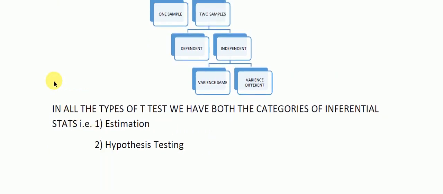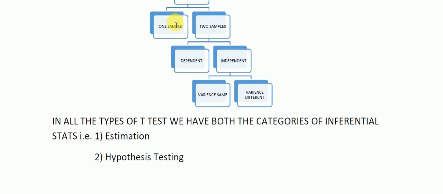So in all types of t-tests, whether it's one sample or two dependent samples or two independent samples with the same variance or two independent samples with different variance, we'll calculate both estimation and hypothesis testing depending on the question. Whatever the question asks us, we'll have to calculate it. So if it asks us about estimating the population mean, we'll estimate the population mean in that scenario.